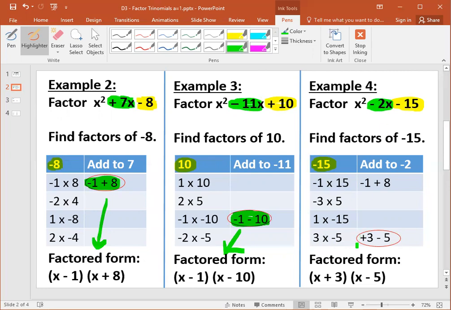So which of these situations gives me negative 2? It's right here: positive 3 and negative 5. We can just ignore the others. Here we write them into our final answer. And that is how you factor with the leading coefficient, or a, equals 1.